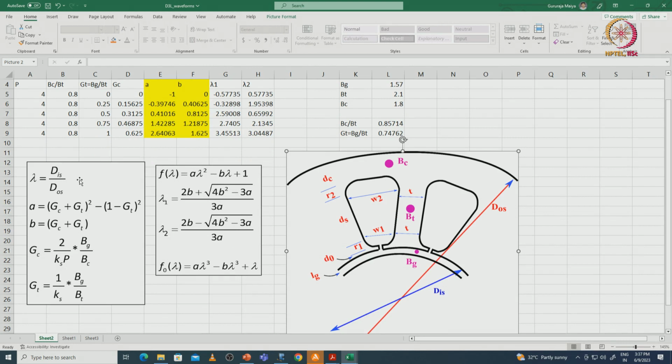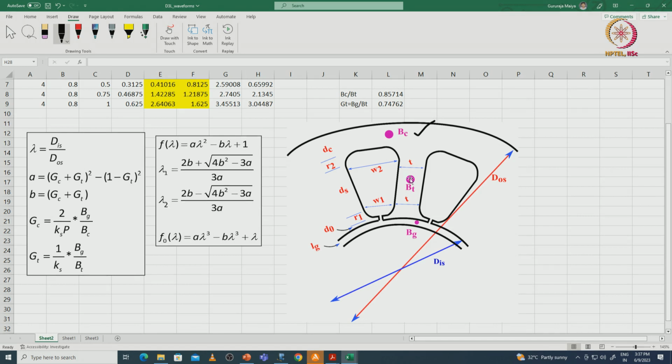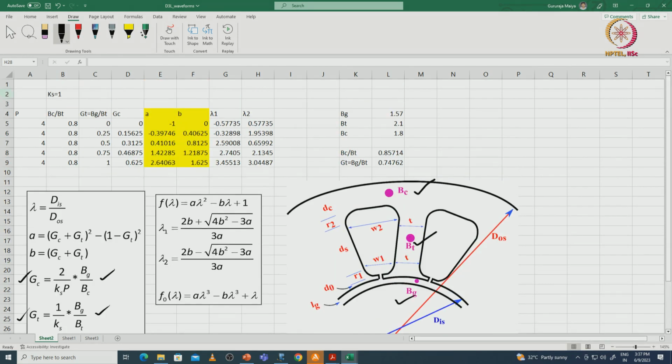and A is nothing but a constant, B also constant, but A and B depend upon the flux densities at the different parts of the stator core. Here we can see this is the flux density at the stator back iron, and this is the flux density at the teeth. This is the flux density at the air gap. These three flux densities we have to select precisely with respect to the material, then calculate the GC and GT constants and substitute here. Here I am considering a 4 pole machine and slot fill factor.